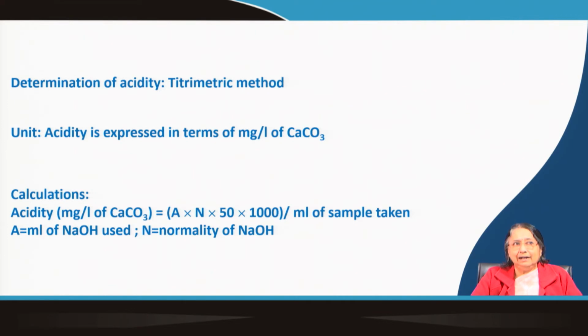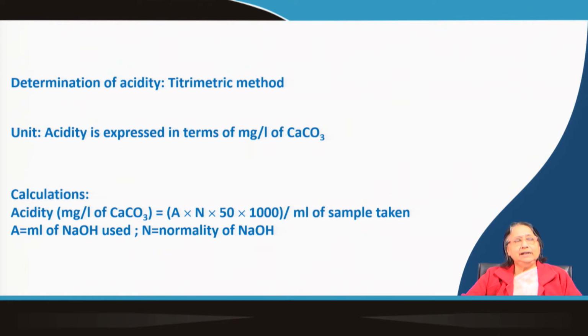Only mineral acids are neutralized at this point, because methyl orange changes its color in the range of 3.7 to 4.3. So at this point, where you get the change of color of the indicator, only mineral acids are neutralized. Now, you throw the sample and take another lot of sample in the conical flask, and this time you add phenolphthalein indicator.